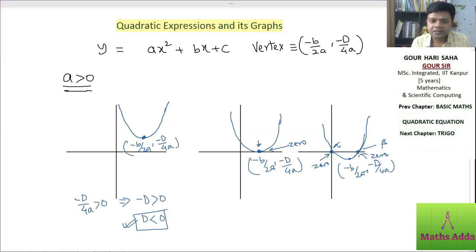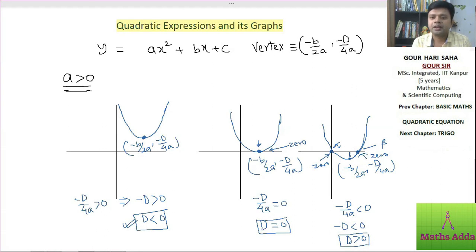Here when it touches the x-axis means what? y is 0, right? So this means minus D by 4a should be equal to 0, then it will touch the x-axis, means D is equal to 0. You see, if D is equal to 0, it touches the x-axis at only one point, so it will have both roots the same at this point, right? Then in this situation, when it is coming below the x-axis, means what? This length, that is minus D by 4a, should be less than 0. So minus D by 4a is less than 0. a is positive, so minus D is less than 0. This means D is greater than 0. When D is greater than 0, we know the situation, two roots alpha and beta, right.